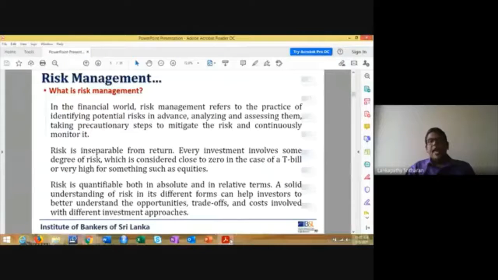And risk is inseparable from return. If you want the return, there must be some risk. You have to accept that particular risk. Without risk, there will not be any return.